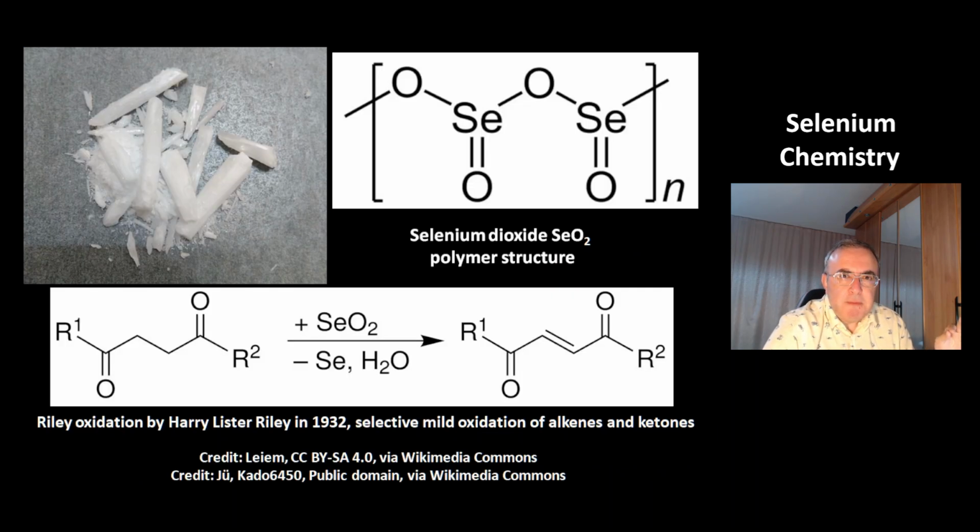This at the left is a picture of selenium dioxide, SeO2. At the top right, you can see it's a polymer structure. At the bottom, there's one of the uses for selenium dioxide. That's the Riley oxidation, invented by Harry Lister Riley in 1932. That's a selective mild oxidation of alkenes or ketones.